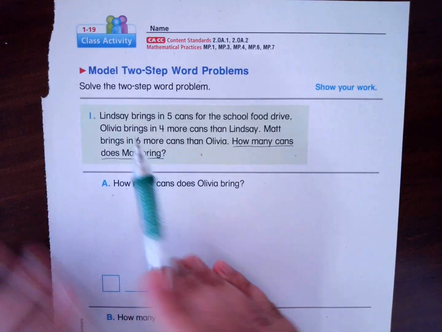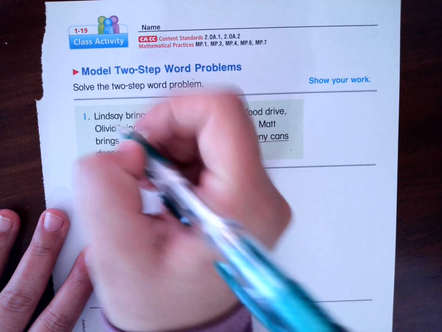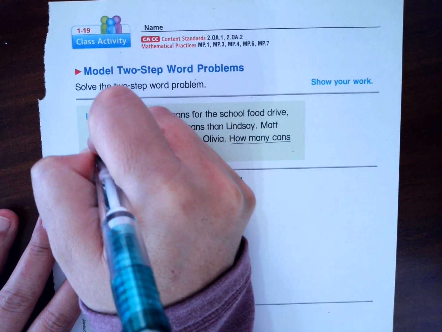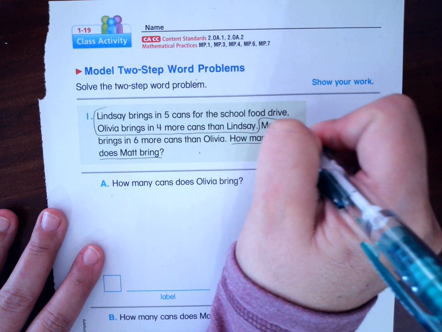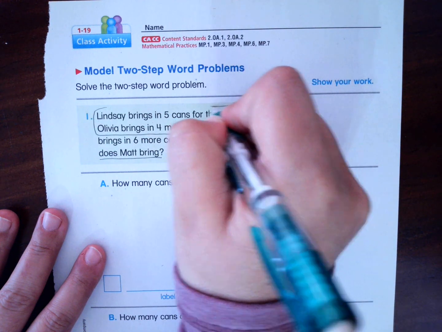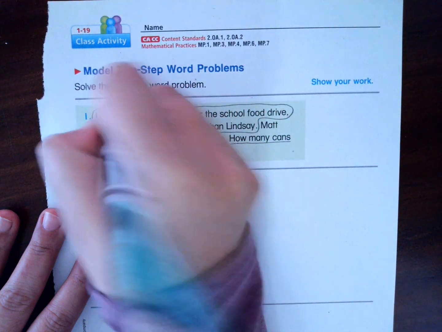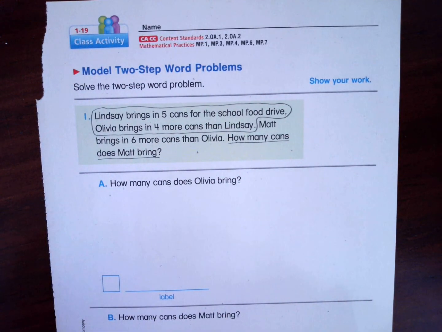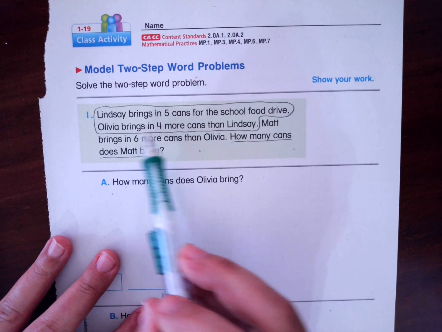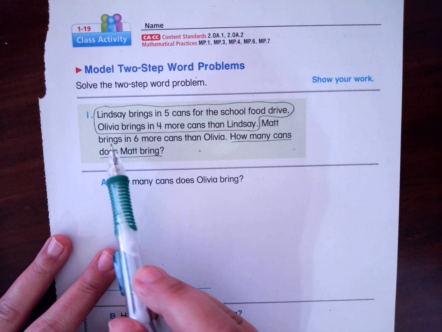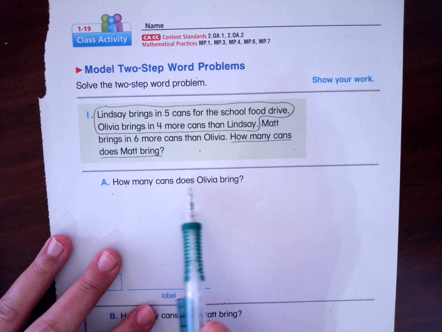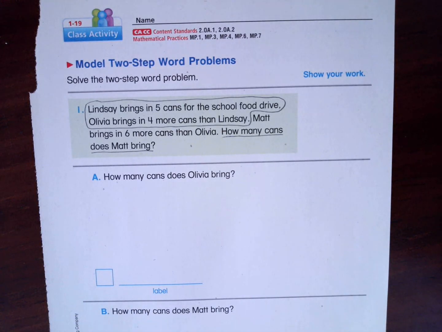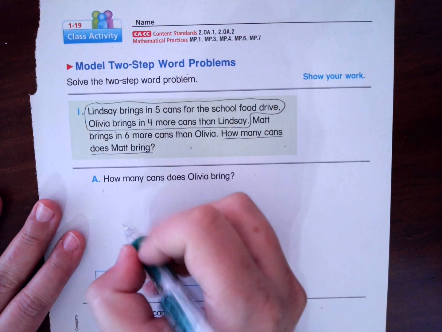It says Lindsay. I'm going to underline this part too. Actually, I'm going to circle it. So these first 2 sentences, that is like the hidden story problem. So I know that Lindsay brings in 5 cans for the school food drive. Olivia brings in 4 more cans than Lindsay. How many cans does Olivia bring? Sounds like a normal comparison bar problem, right? So go ahead and get your comparison bars ready.